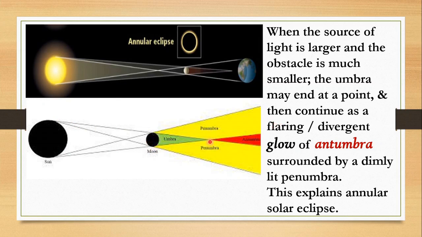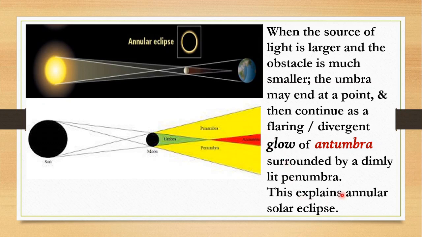See, the umbra is ending here and then continues as a flaring or divergent glow called the antumbra. The umbra comes to a point here, and after that it continues as a lighted region called antumbra, surrounded by a dimly lit penumbra. So you have penumbra, but instead of umbra, you have a lighted region, that is the antumbra.